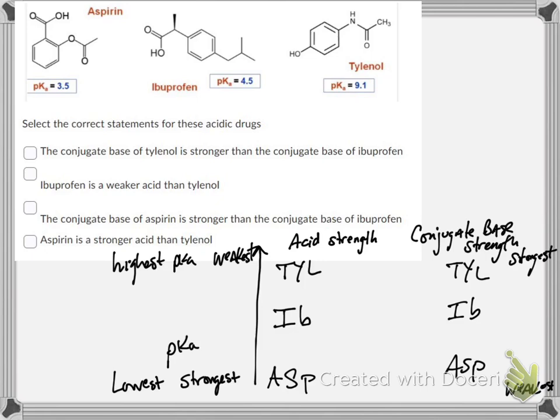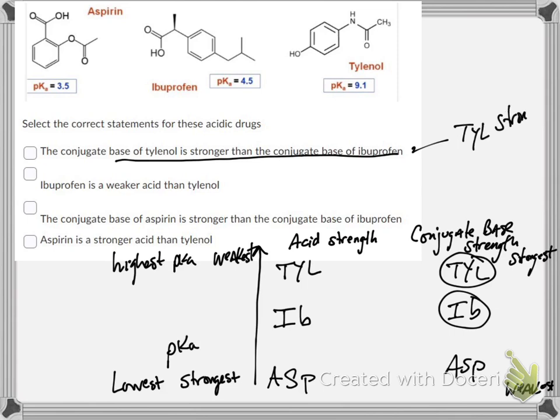So now that we have this structure, we can go through each of the options. It'll be easier to analyze. The first one says the conjugate base of Tylenol is stronger than the conjugate base of ibuprofen. And that's true. Tylenol, as the top, is the strongest conjugate base, and it's going to be stronger than either ibuprofen or aspirin's conjugate. Tylenol, strongest conjugate.